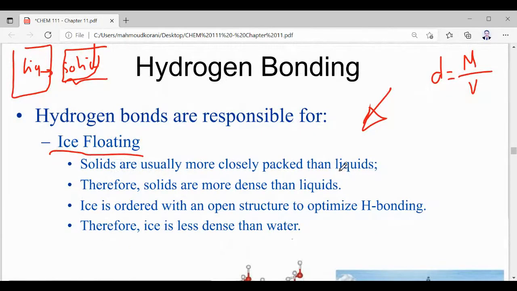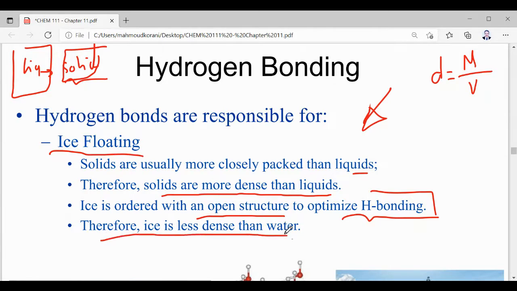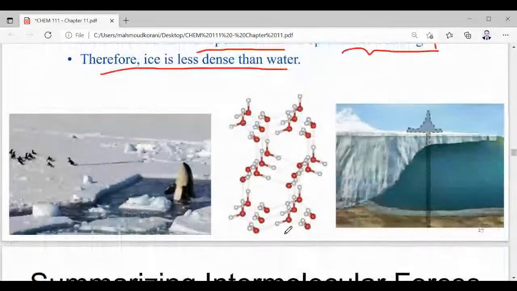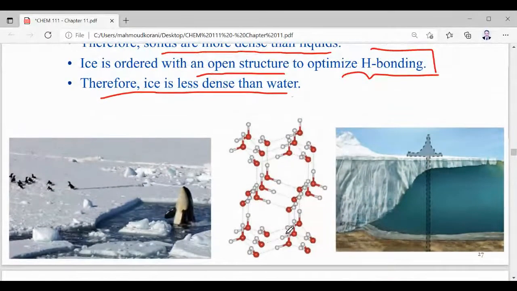So solids are usually more closely packed than liquids. As a result, solids are more dense than liquids. In the case of ice and water, it's the opposite. Ice is ordered with an open structure to optimize the hydrogen bonding, which is responsible for this anomaly. Therefore the ice is less dense than water. So the very strong reason for the ice to be floating over the water, like here, is the hydrogen bonding.